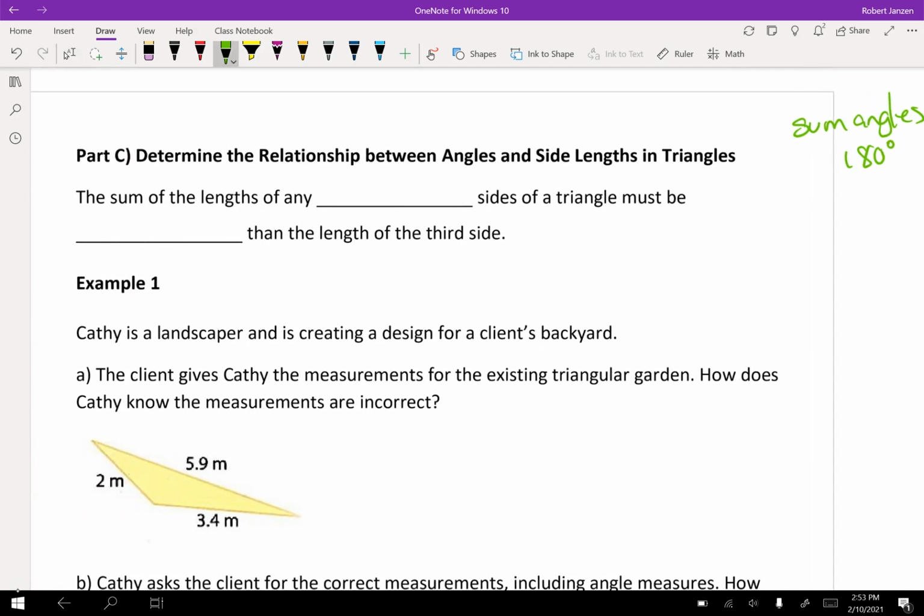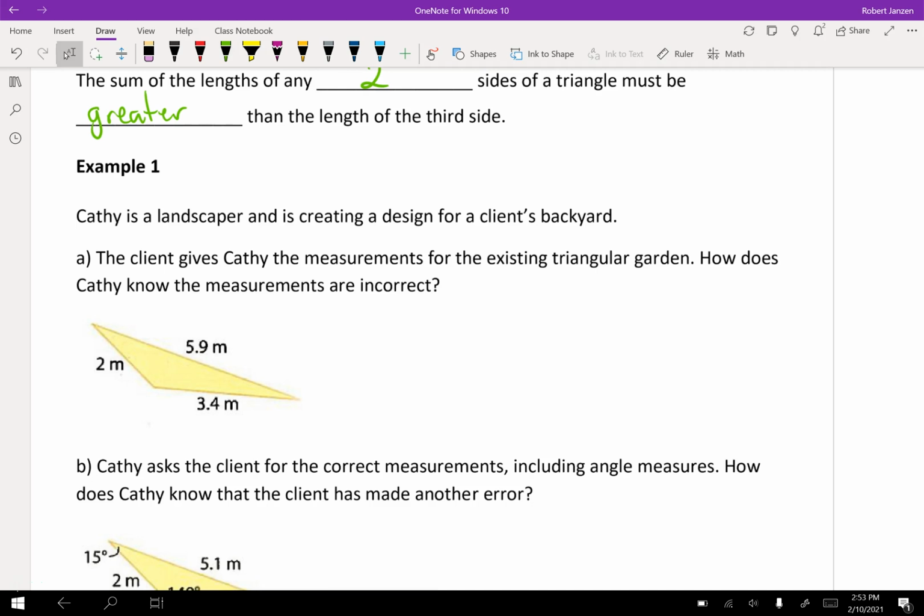Here's another one. The sum of the lengths of any two sides of a triangle must be greater than the length of any third side. Okay, well here's what that means. Let's take a look at this first example.